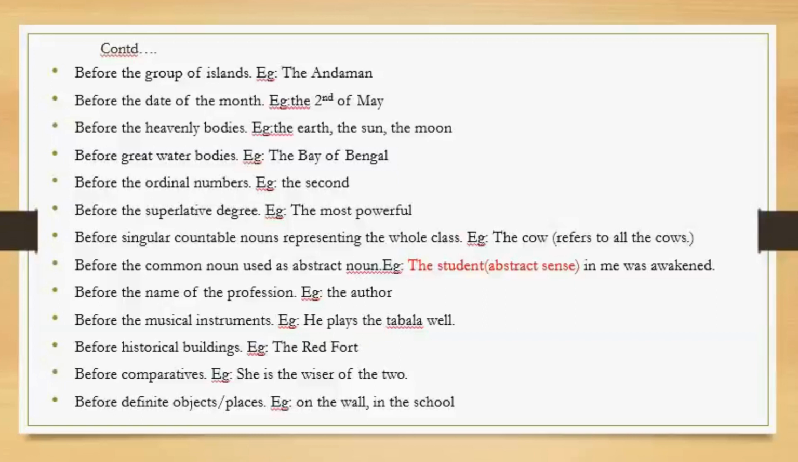Before the common noun used as abstract noun. Let us see, it is a very interesting example here. The student in me was awakened. The student is a common noun, but here it is not used in the common noun sense, it is used in the abstract sense. The student, the quality of student in me was awakened.